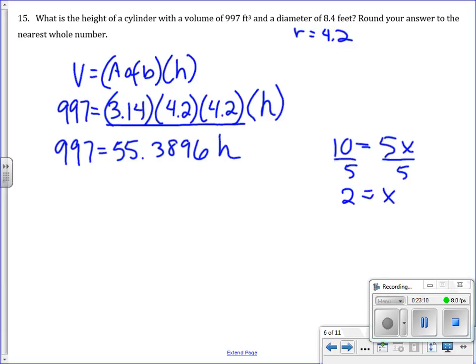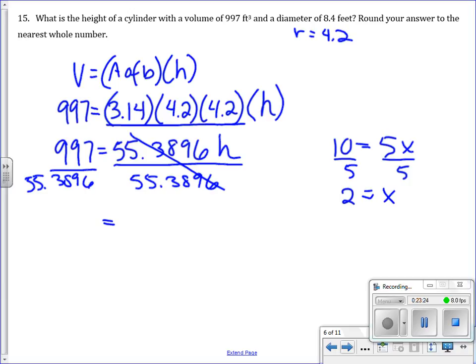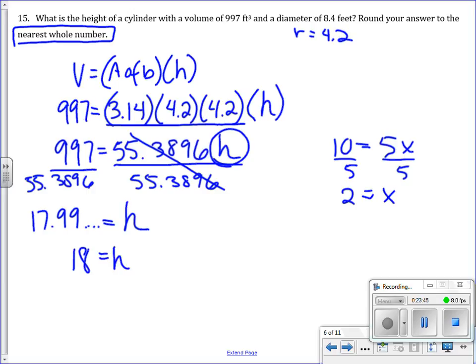All right, so I'm going to do the same thing. I'm going to divide both sides by this big, long decimal number, 55.3896. We know that's going to cancel out. And I have to do it over here too, 55.3896. Okay, so I'm left with h over here. That's what I want. And h is going to wind up equaling 17.99, and it said something, something, something. I don't know. But I didn't really care about the rest of it because I know that they wanted me to round it to the nearest whole number right here. I'm watching my directions. So I'm going to round it, and I wind up with 18 is equal to the height. And actually, that's 18 feet. That's what we're looking for, feet. So that is the height of my cylinder there.